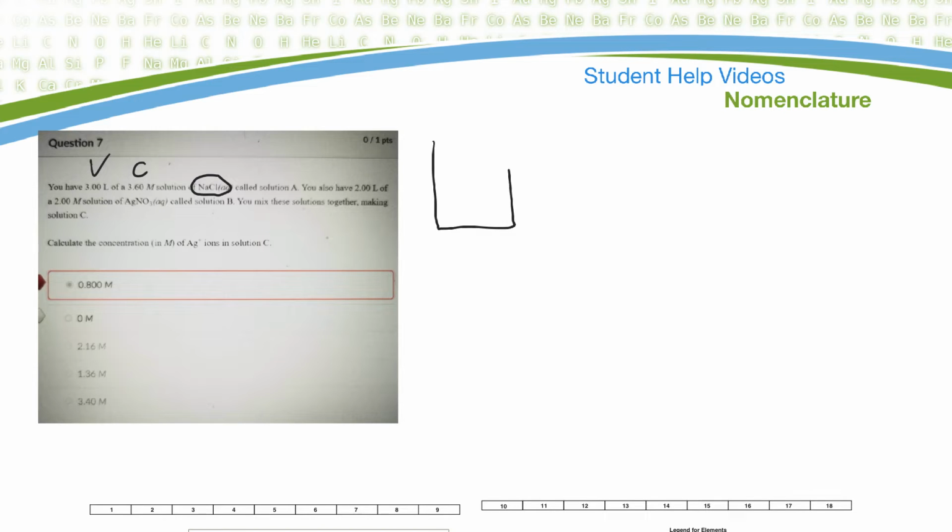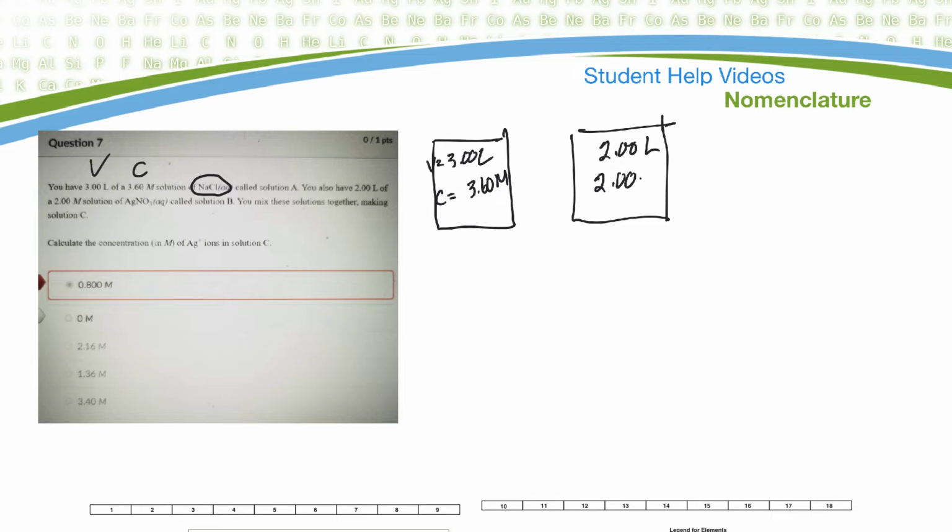Okay, let's draw. So here I have a solution A. It's got 3 liters, and its concentration is 3.60 molar. Then I've got another solution, 2 liters, and its concentration is 2 moles per liter. And then they say I mix them.